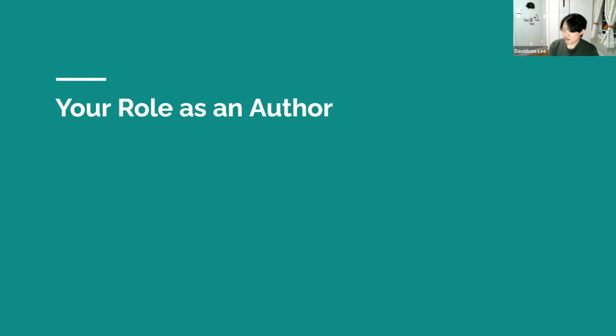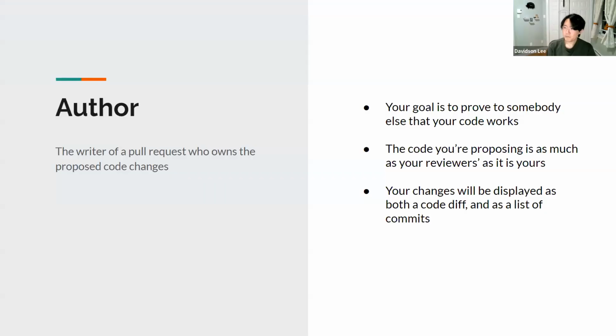So before we get lost in what all that is, I want to talk first about the two roles that exist within the code review process. The first role that I want to talk about is your role as an author. So what is an author of a pull request? The author of a pull request is the writer of a pull request who owns the proposed code changes. So in the example that we saw, that pull request was opened by me, and those code changes were owned and written by me. So I would be the author of that pull request.